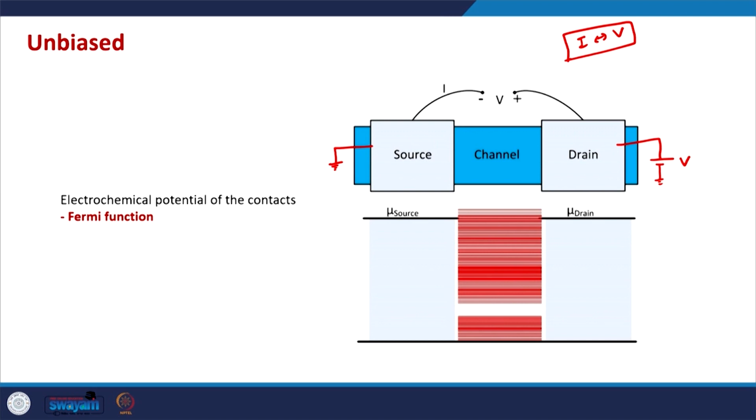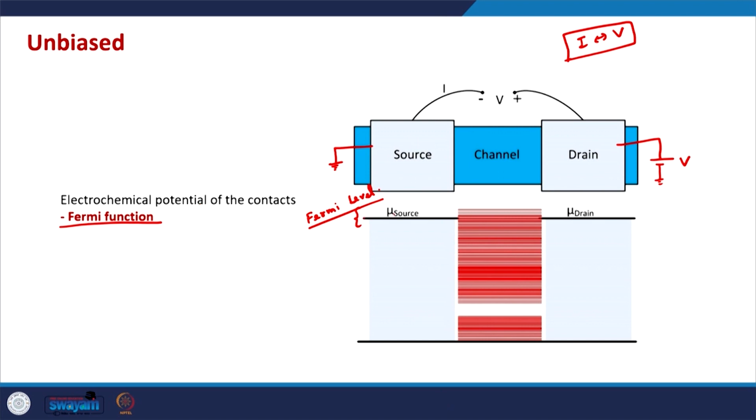So, in bulk materials, the concentration of electrons, or the number of electrons at a certain energy at a given temperature, is calculated by a function called the Fermi function. And there is a concept called the Fermi level, or in other words the electrochemical potential of the material.